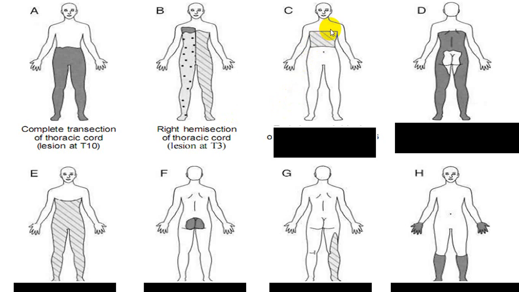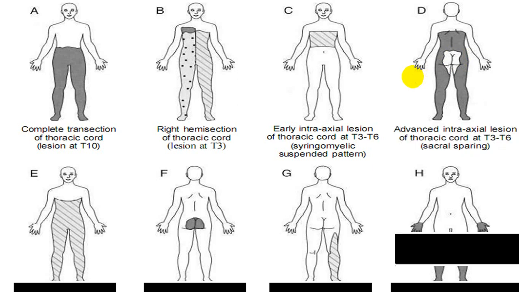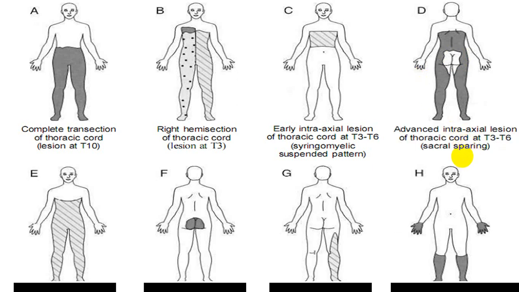This is a loss of sensation only in a portion, where the upper part is spared and the lower part is spared. This will be in a central canal lesion, particularly pain and temperature loss. So it will be the syringomyelia suspended pattern, as it is called. Sacral sparing will be very peculiar if it is an advanced intramedullary lesion. And here you can see that it will be anterior spinal artery, with the complete anterior two-thirds gone.